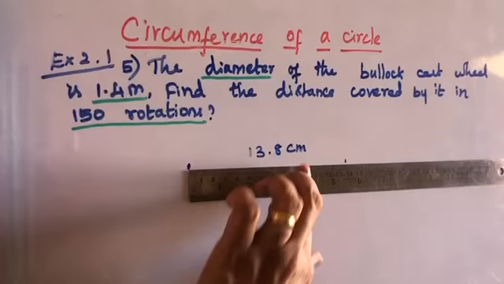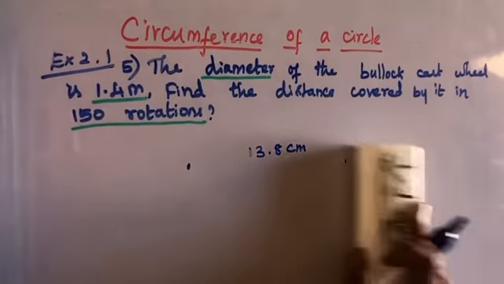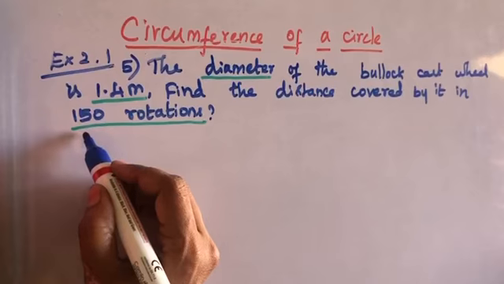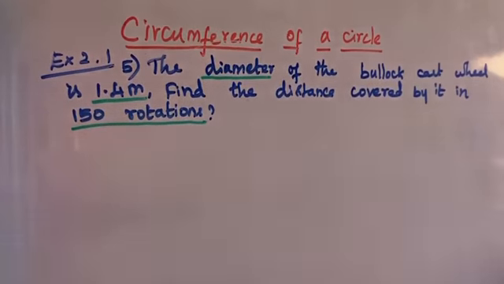Now here we are having the diameter. So, to calculate the distance covered by 150 rotations, you have to find the circumference.